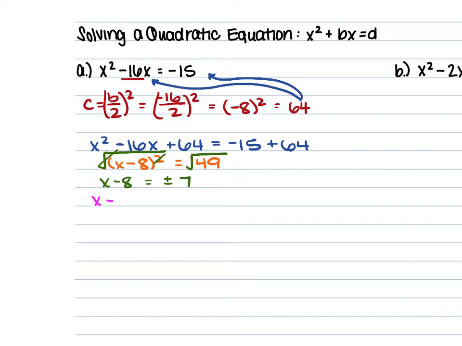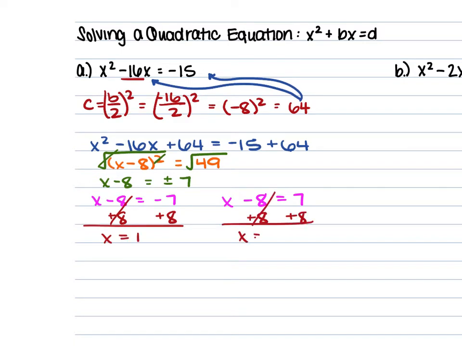So we're going to have x minus 8 is equal to negative 7, as well as x minus 8 is equal to positive 7. Move your 8 over, add it to both sides. You get that x is equal to 1, as well as x is equal to 15. So for this one, you have two answers, 1 and 15.